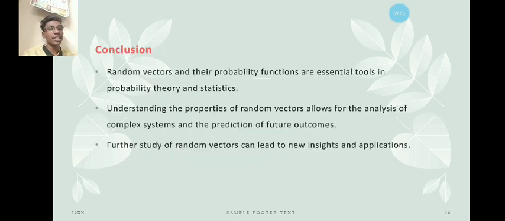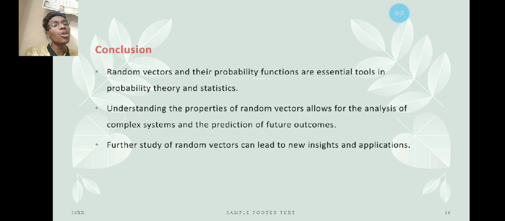Now let me see the conclusion. Random vectors and their probability functions are essential tools in probability theory and statistics. It is one of the important tools in probability theory. Understanding the properties of random vectors allows the analysis of complex systems and prediction of future outcomes. Further study of random vectors can lead to new insights and applications.